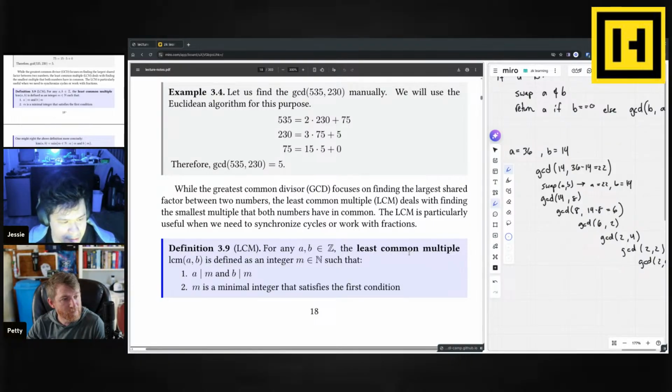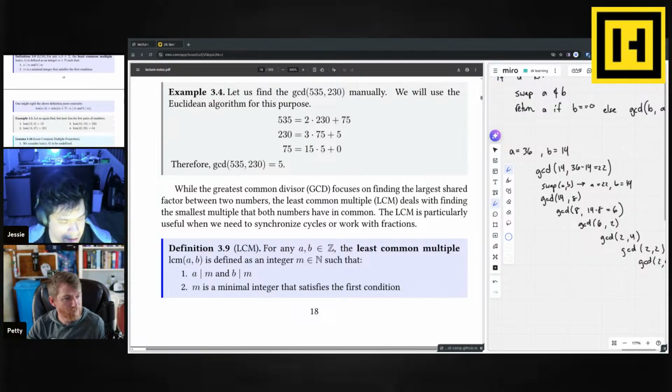Definition 3.9, LCM: for any A or B that exists within the integer set Z, the least common multiple LCM of A and B is defined as an integer M that exists within the natural set of numbers N such that 1, A is a divisor of M and B is a divisor of M. 2, M is a minimal integer that satisfies the first condition. One might write the above definition more concisely: the least common multiple of A and B is equal to the minimum of M that exists within the natural set of numbers N.